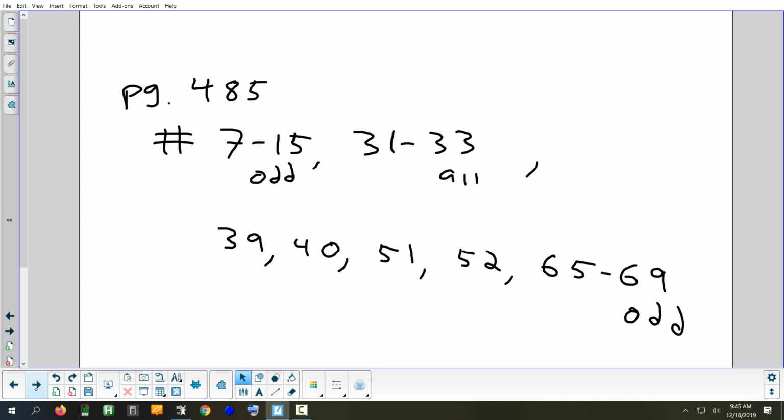Okay, so homework tonight is on page 485. It's 7 to 15 odd, 31 to 33 all. And then it skips around a little bit. 39, 40, 51, 52, and 65 to 69, just the odds.